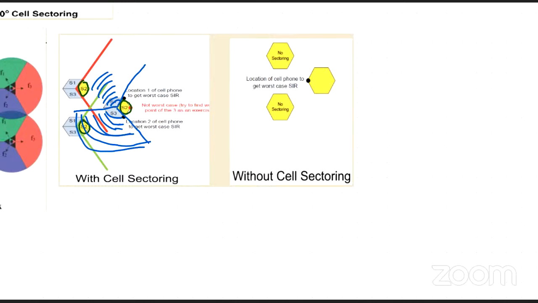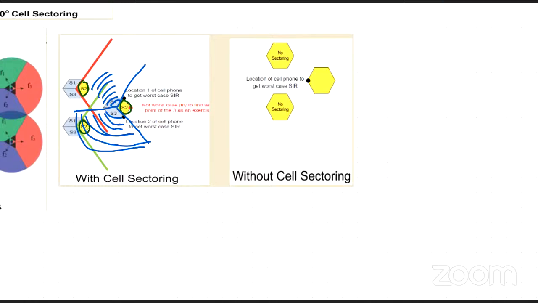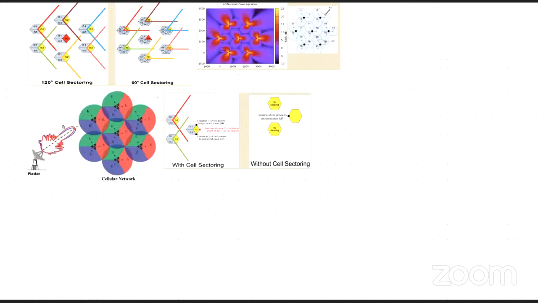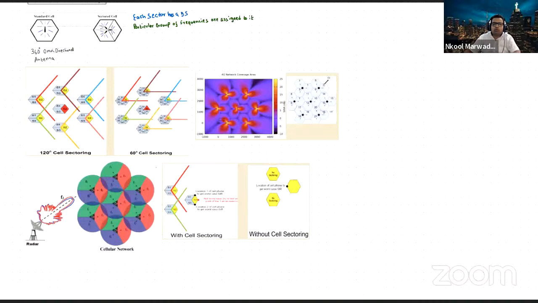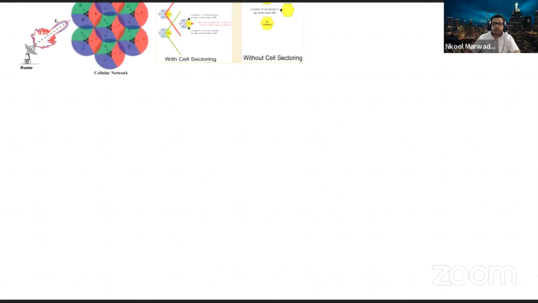Then it is not a problem. That is one. Here, because of the omnidirectional antenna, there was a problem, but here we have resolved that problem. It is good to see that you are convinced that cell sectoring works. It will play a role in reducing the interference, and that is what we will discuss now: some important aspects of cell sectoring.